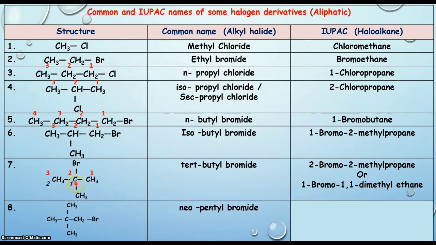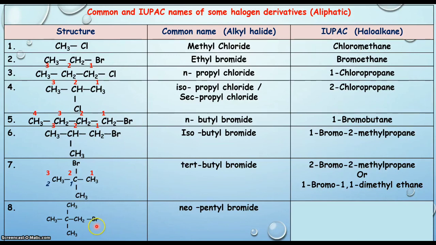So I have taken this as number 1 and this one as number 2 carbon atom. As on this first carbon atom, bromine and 2 methyl groups are present. You can observe here 1 bromine and 2 methyl groups are present. Therefore, the IUPAC name of this structure will be 1-bromo, 1,1 dimethyl ethane.